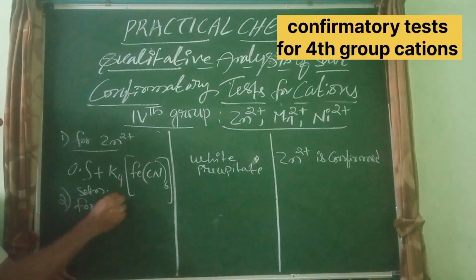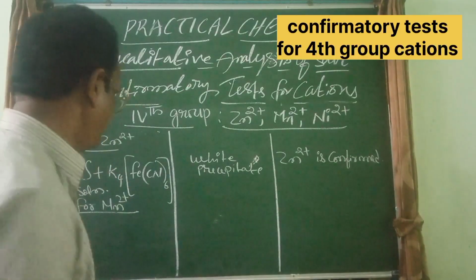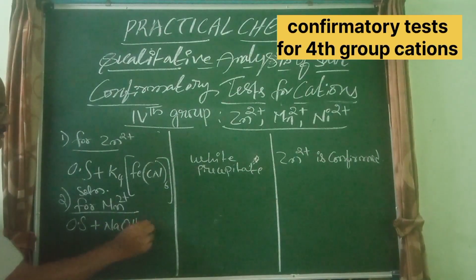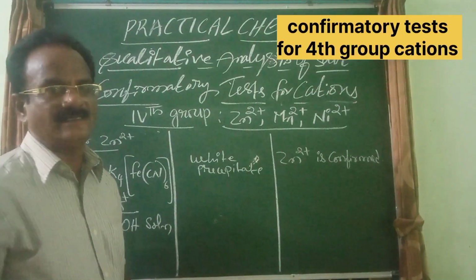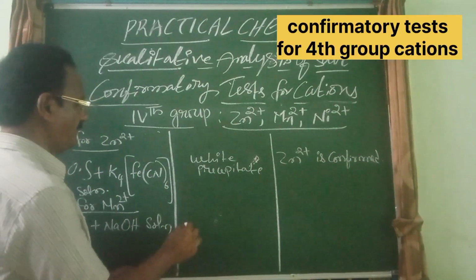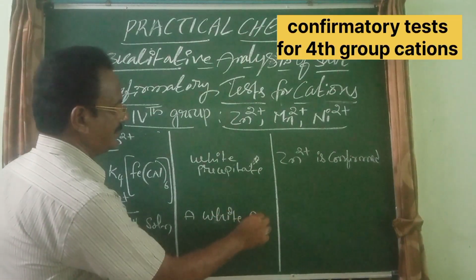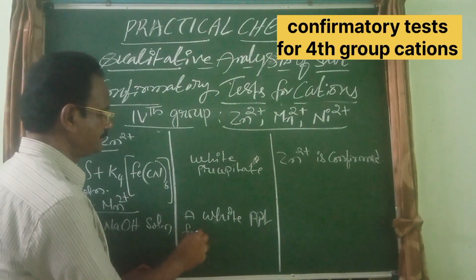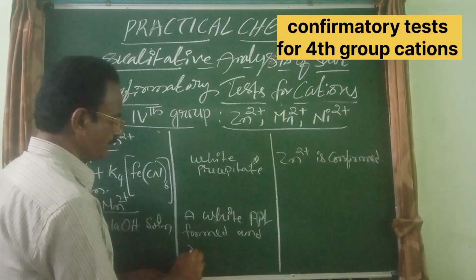For the Mn2+ ion, manganese ion it is. So here, original solution is added with NaOH solution. Okay, if there is manganese in the given salt, at first a white PPT, PPT means precipitate, is formed and rapidly turns to brown.